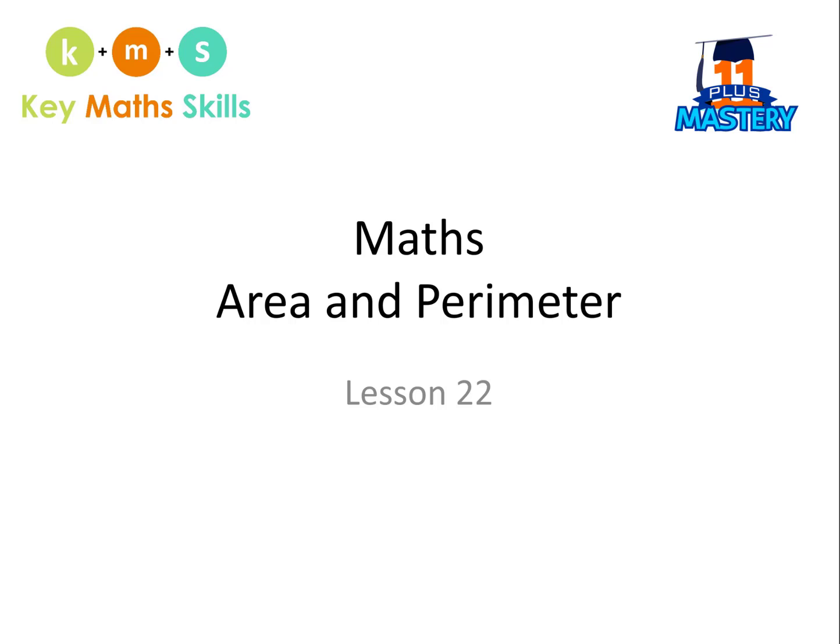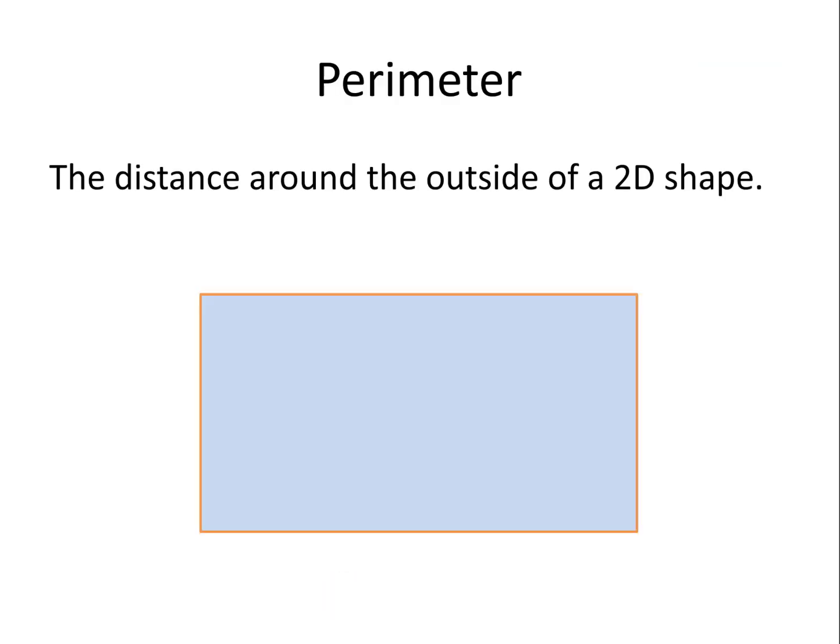Welcome to Maths Video 22 on Area and Perimeter. Section 1, Perimeter. The perimeter is the distance around the outside of a 2D shape.